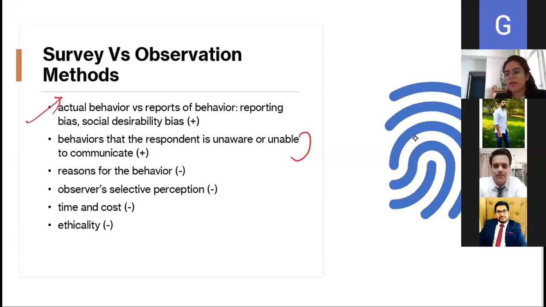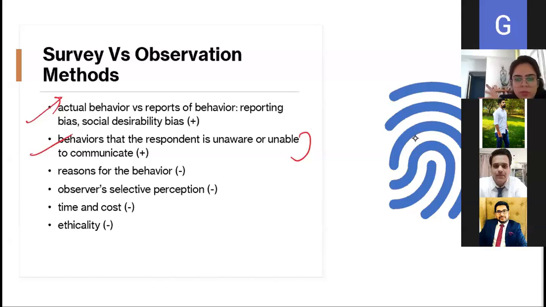So if you have to capture any such behavior that you feel the respondent won't be able to tell, this is something that should go in observation. Then accordingly you decide to use observation and not personal interviewing as the method of capturing data.